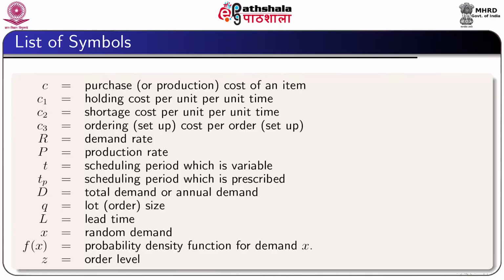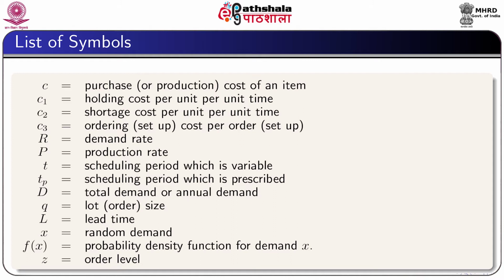We now proceed to develop some simple deterministic inventory models, and also we will find optimal decisions in each model. Before we develop the inventory models, let us define some symbols which are used in connection with the inventory models presented in this chapter. C is the purchase or manufacturing cost of an item. C1 is the holding cost per unit time. C2 is the shortage cost per unit time. C3 is the ordering cost or setup cost per order or per setup. Capital R is the demand rate, and capital P is the production rate. Usually, it is assumed that the production rate is greater than the demand rate. T is the scheduling period, which is a variable, and TP is the prescribed scheduling period.